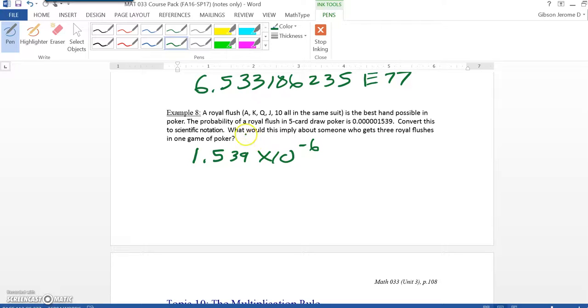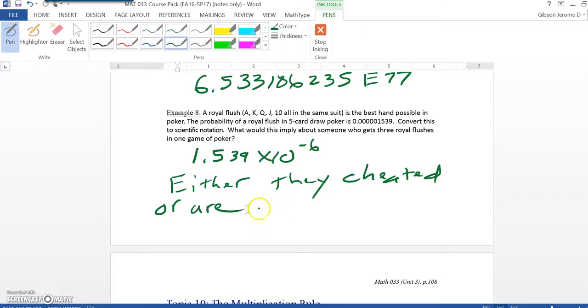Now, the question is asked, what would this imply about someone who gets 3 royal flushes in one game of poker? Either they cheated, or are extremely lucky.